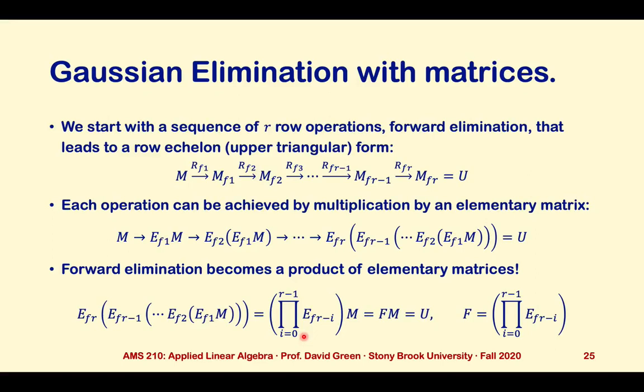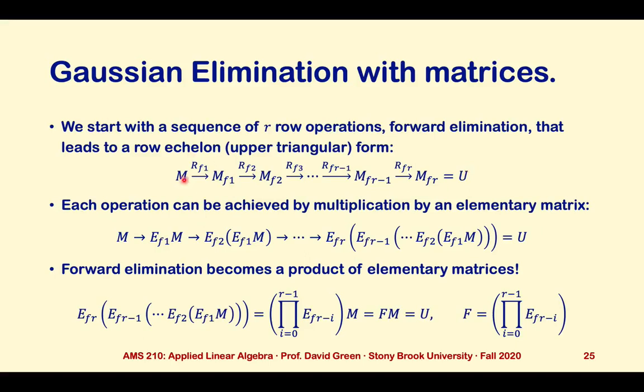But the connection to the elementary matrices is a very, very important conceptual step that we can imagine doing this matrix multiplication, and we are going to get some very interesting results here. So let's think about a full sequence of forward elimination steps. Imagine that we have R individual elementary row operations that we need to apply in order to convert our starting matrix M into some row echelon upper triangular form that I'm going to call U.